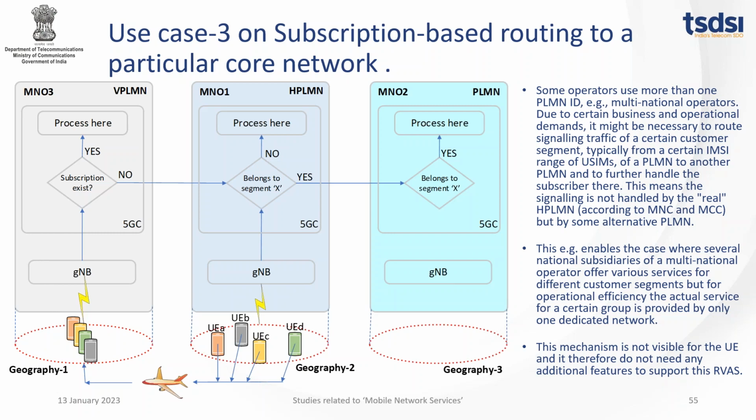So again, in this diagram, the users will come to geography 1 from geography 2 as roaming users, and in the visited PLMN, since there is no subscription, it will be forwarded to the home PLMN, and in the home PLMN, they will see whether the users belong to any particular segment. In this particular scenario, we have considered UEB and UEC belong to segment X. So for these two users, the registration attempt will be forwarded to mobile network operator 2, where it has been strategized to process these two users under this particular PLMN, whereas users UEA and UED get processed within mobile network operator 1 itself.